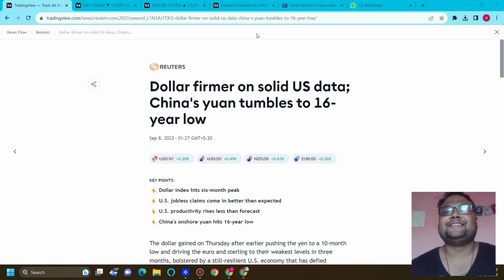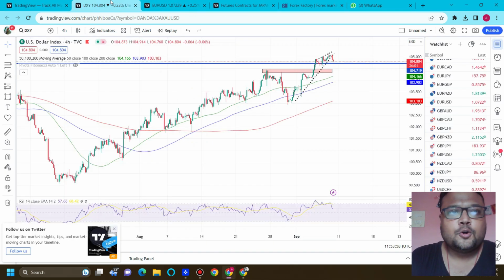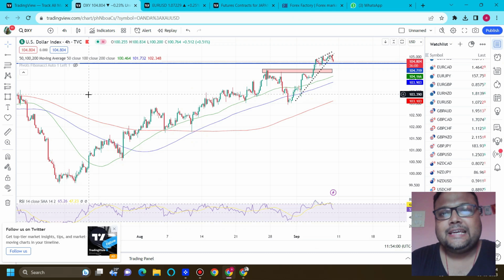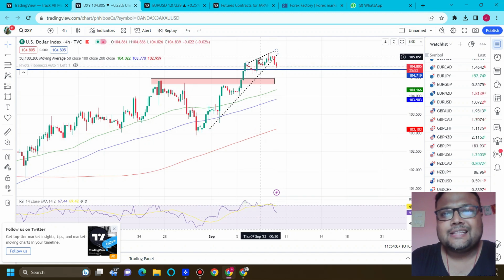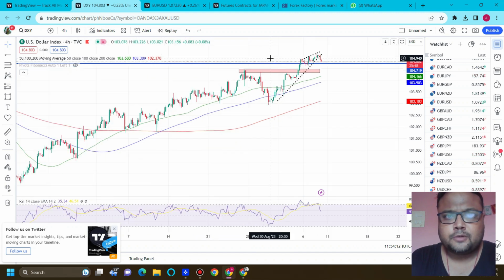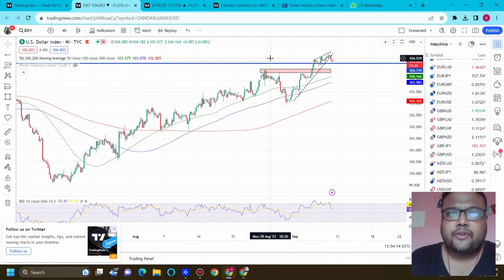So let's get started. My dear friends, as you can see on the screen, dollar firmer on solid US data, China's yuan tumbles to 16-year low. Dollar index DXY is continuing its uptrend. Dollar index made a high of 105.15, and right now we can see that it is showing some sort of retracement or correction. Overall, the dollar index is very bullish, as a result of which we can see pressure on the charts of gold, EURUSD, GBPUSD, and others.